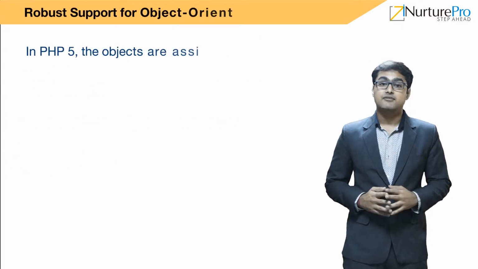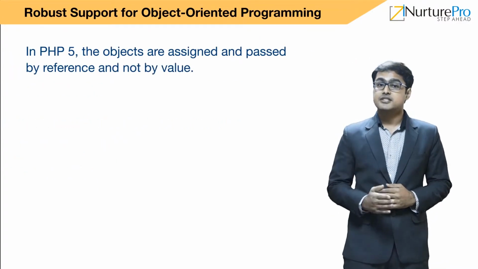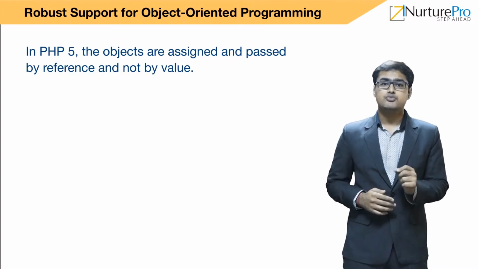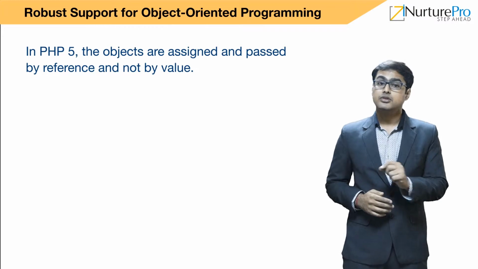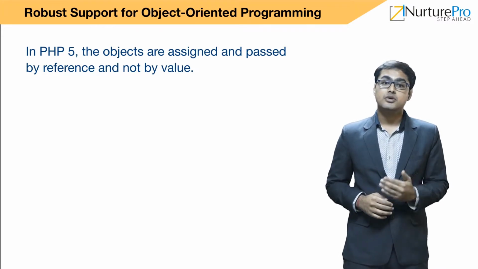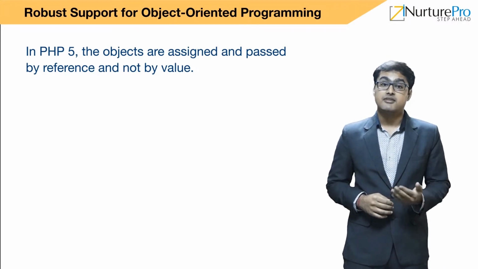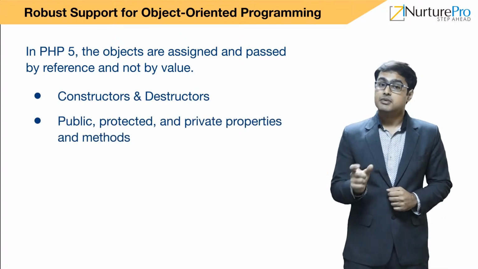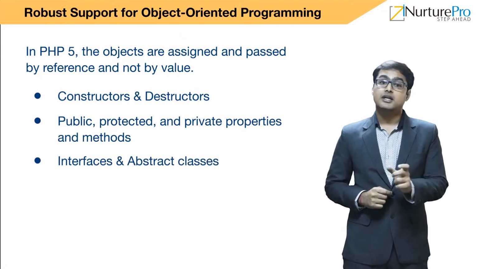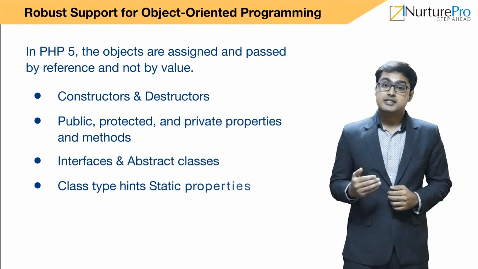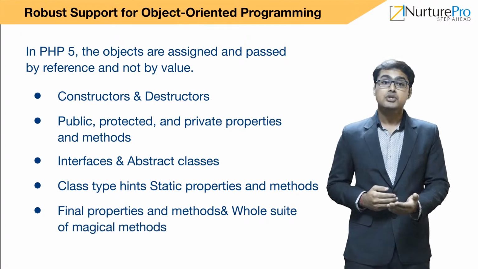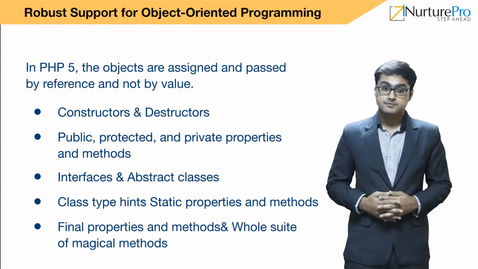In PHP 5, objects are assigned and passed by reference and not by value. Thus, a developer need not sprinkle ampersands throughout the code. Features of object-oriented programming included in PHP 5 are constructors and destructors, public, protected and private properties and methods, interfaces and abstract classes, class type hints, static properties and methods, final properties and methods, and a whole suite of magic methods.